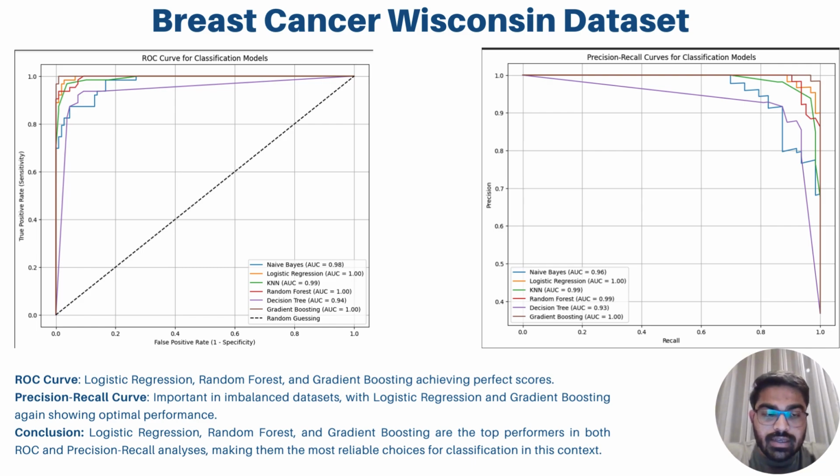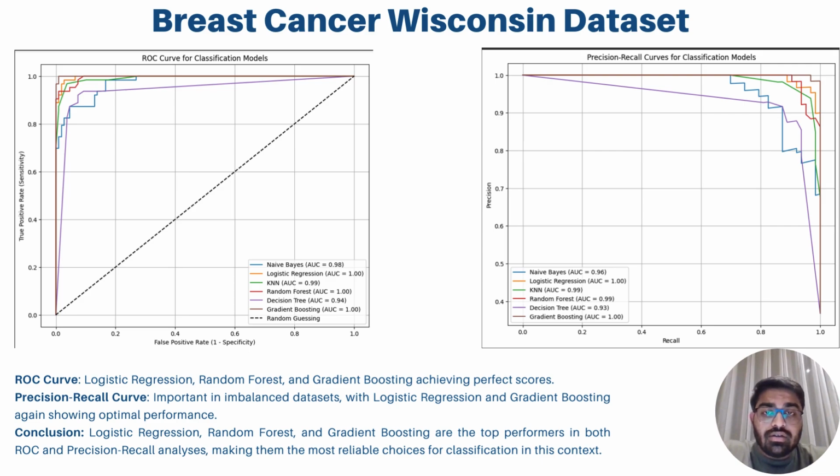Hi. Now we'll be discussing the performance of each classification model for the Breast Cancer Wisconsin dataset that we had. If you see on the left, firstly we have the ROC curve, and it encompasses the true positive rate, that's the sensitivity of the data, on the y-axis, and the false positive rate, that is 1 minus specificity for the given data, on the x-axis.